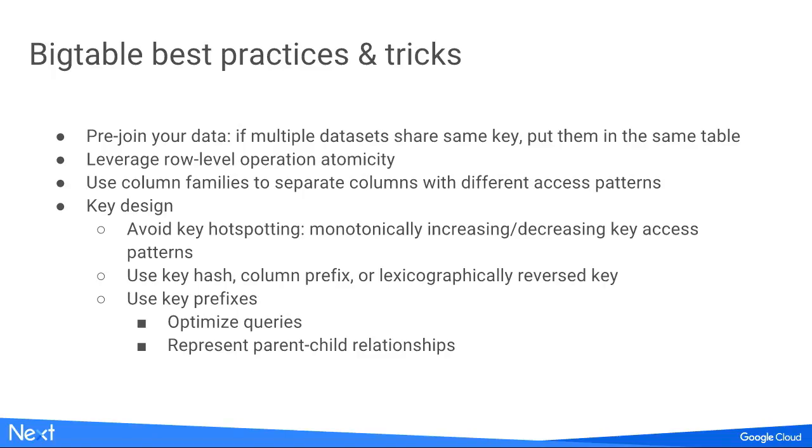And then with key design, first you need to design a key to avoid hot spotting, and we covered that. There are several methods of doing that. You can use a hash of the key. You can choose one of the columns in the data set as a prefix. Or, like we did, you can try reversing your key lexicographically, and that may improve your key distribution. Also, key prefixes help with optimizing queries, like when we want to scan listings for specific markets. And you can also use key prefixes to represent parent-child relationships.